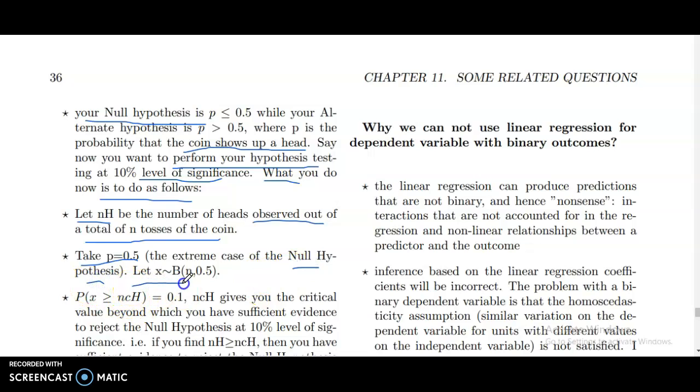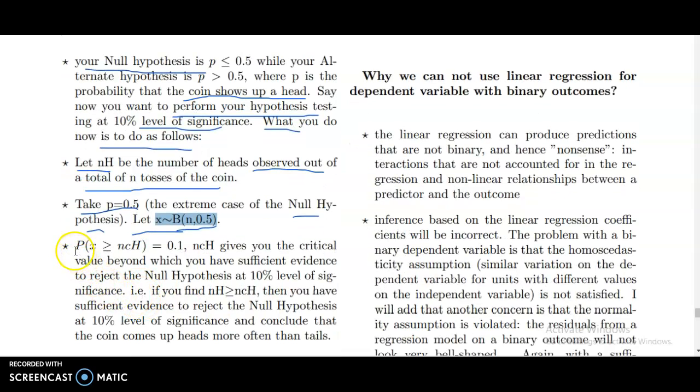Let X be approximately distributed as B(n, 0.5). Then P of X greater than or equal to NCH equals 0.1.